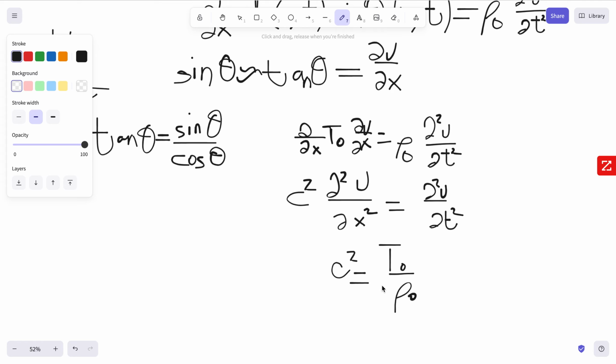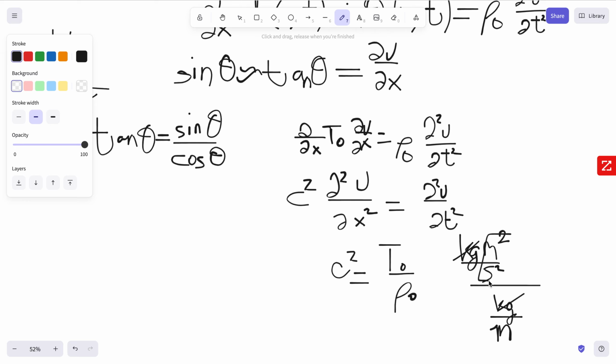If you want some intuition as to why it's c squared, look at the units. So the units for T naught, because it's a force, is kilogram meters per second squared. And the units for rho naught, which is the mass density, is kilograms per meter. And so what you'll notice is the kilograms cancel and the meters divide, giving us meters squared per second squared.